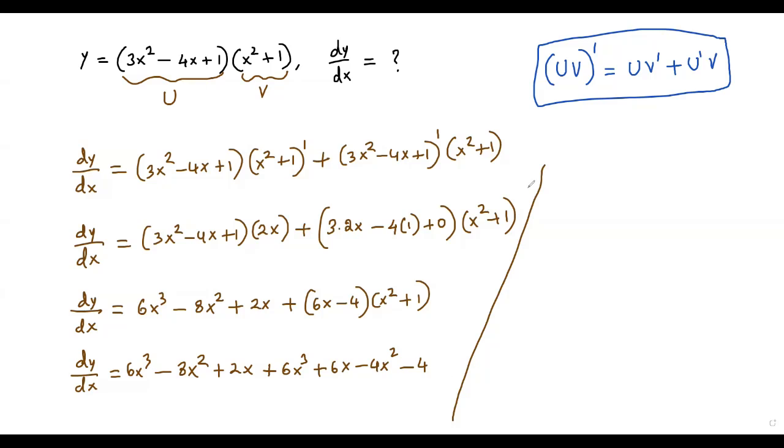Now let's do further simplification. So I'm getting dy over dx equals to, when I look at the terms here, the degree is 3, I mean the largest exponent of the variable x is 3. Here we have 6x cubed, here we have 6x cubed. When I combine these two terms, I'm getting 12x to the third power. Here there are two terms which contain x square, negative 8x square and negative 4x square. When I combine them, I'm getting negative 12x to the second power. And there are two terms which contain x, positive 2x and positive 6x. When I combine them, I'm getting positive 8x. At last, I have negative 4.